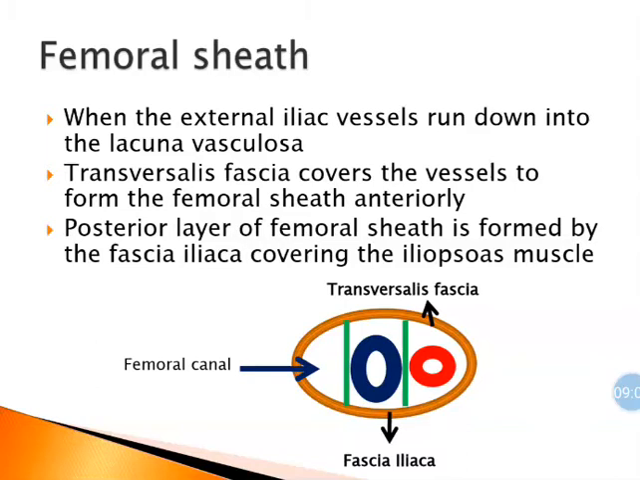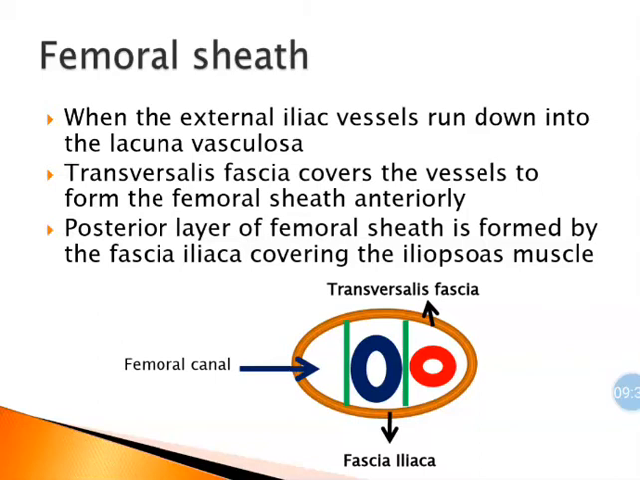Continuing with the femoral sheath, when the external iliac vessels run into the lacuna vasculosa, they are covered by transversalis fascia, which will cover the vessels anteriorly, forming the anterior femoral sheath. And similarly, the iliacus muscle is covered by iliac fascia. So the iliac fascia is going to form the posterior layer of femoral sheath.